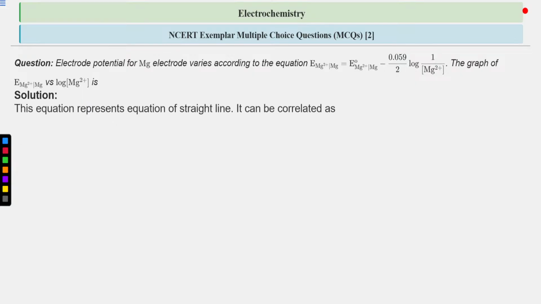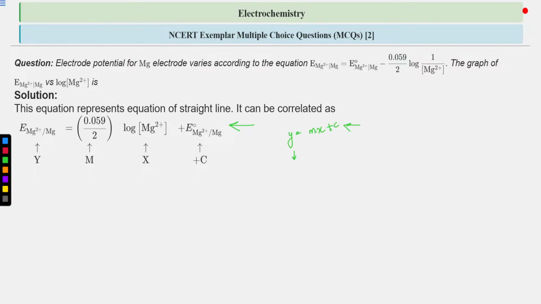Now this equation we just derived represents the equation of a straight line. How can you correlate? E equals 0.059 by 2 log of magnesium 2 positive plus E naught of magnesium 2 positive to Mg. This was the equation we have derived. Now the straight line equation is y equals mx plus c. This is the most basic and the first equation of the straight line which we studied in mathematics, in the straight line chapter.